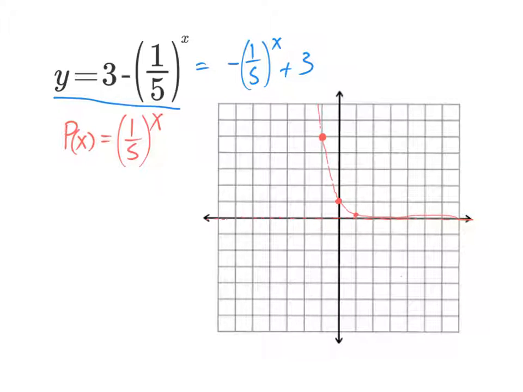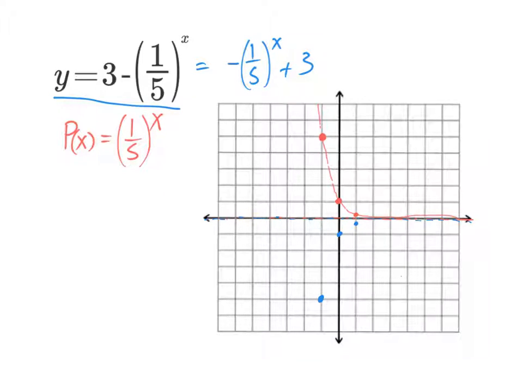So what that means is every point here is going to flip over this axis right here. So this is going to be here. This is going to be here. And this is going to be here. And then my asymptote stays in the same spot.